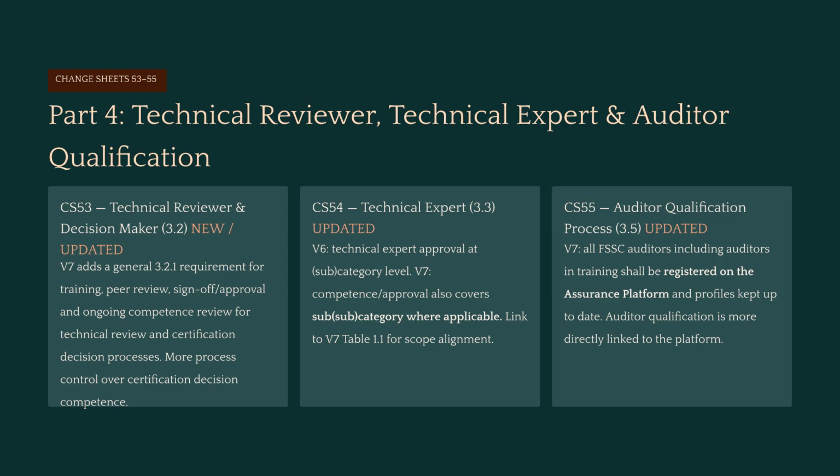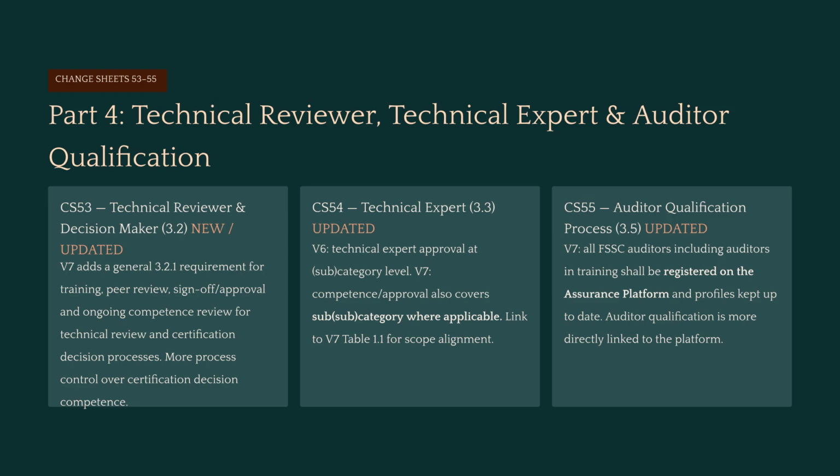Another practical point is that if a technical expert is used, the CB must ensure that the expert is registered on the assurance platform as part of the audit team, with the correct role. Version 7 also expects the CB to maintain evidence of the expert's approval. This is not just a name added to a report. It must be supported by competence evidence.